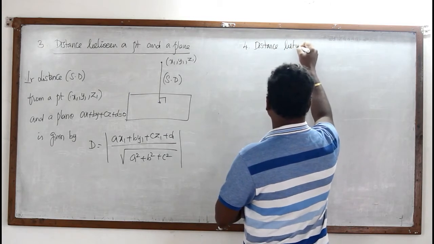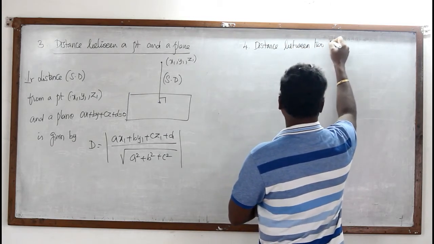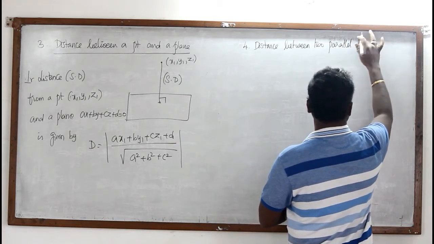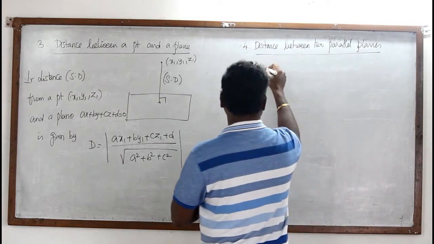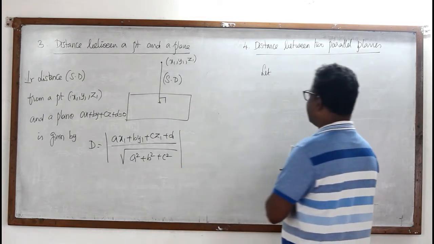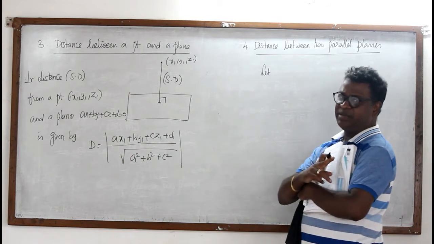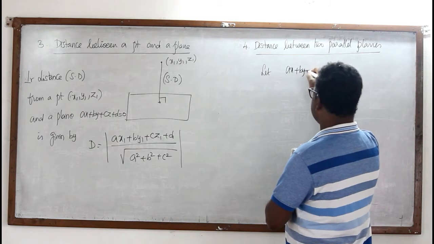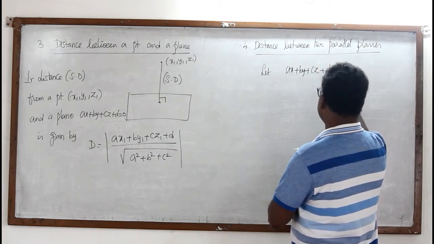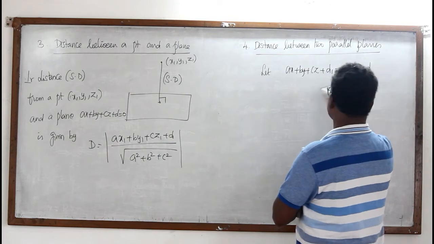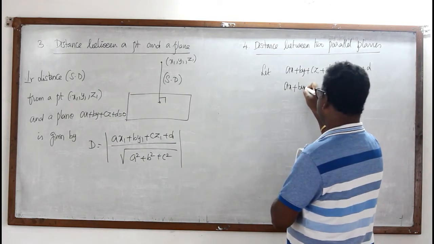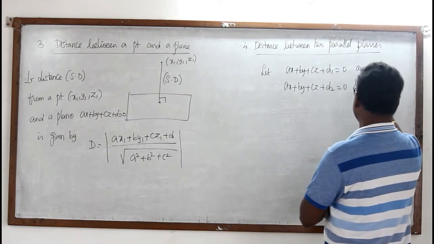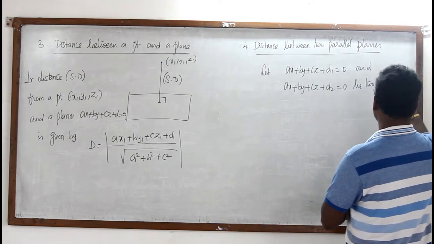Distance between two parallel planes. Now, if two planes are parallel, then they differ only by a constant. Let ax + by + cz + d1 = 0 and ax + by + cz + d2 = 0 be two parallel planes.